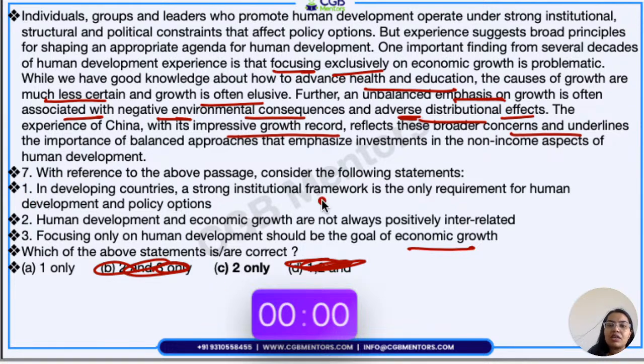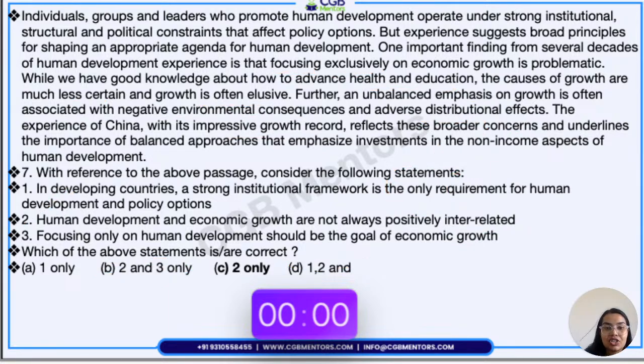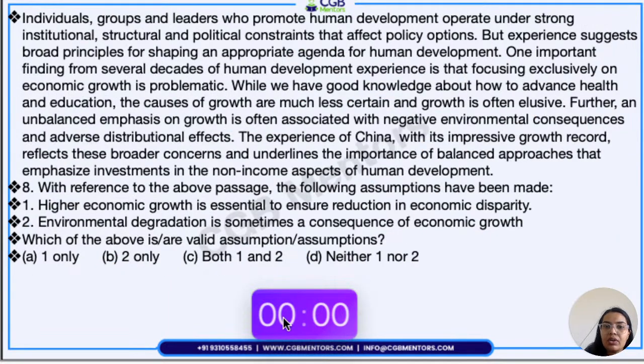In developing countries, a strong framework is the only requirement. Only extreme word है और भी requirement है तो यहाँ से चला जाता है ना. Human development and economic growth are not always interrelated. So we saw that ना कि ग्रोथ होने के बाद भी अलग कंसर्न्स हैं, चाइना का जो एग्जांपल दिया. So second was something I could have understood from the passage. ओके, so the passage remains same. अभी क्वेश्चन आपका बदल गया है. So this time you should not take a lot of time.